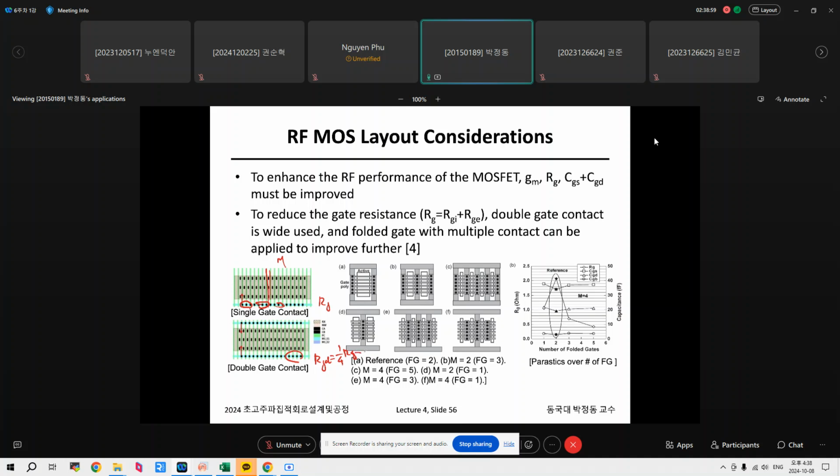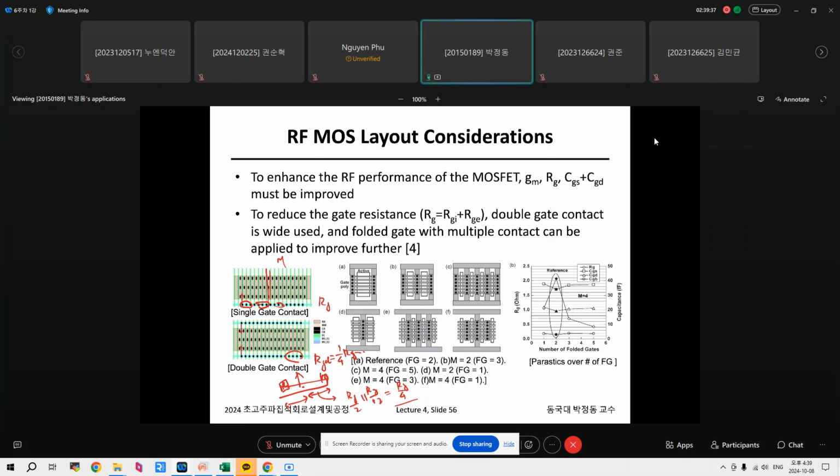Why? Because the gate contact length is reduced by half, so this is just RG half in parallel with RG half, which is one-fourth RG. So by using a double gate contact, you can reduce RG. This is very important to improve the performance further.